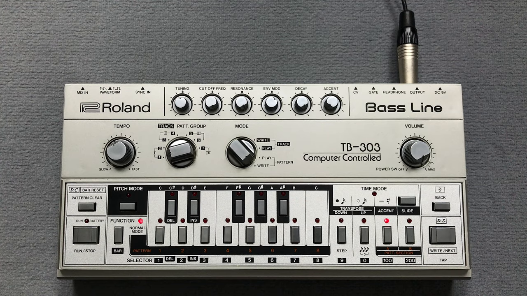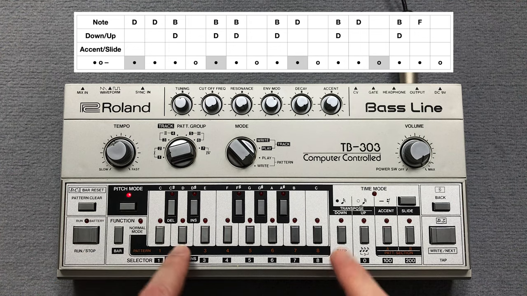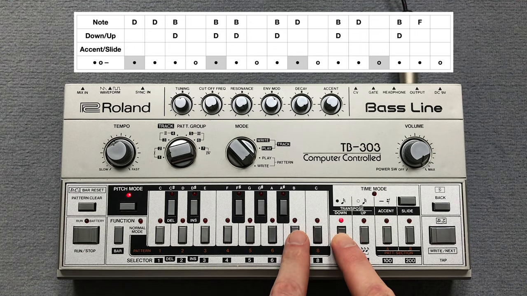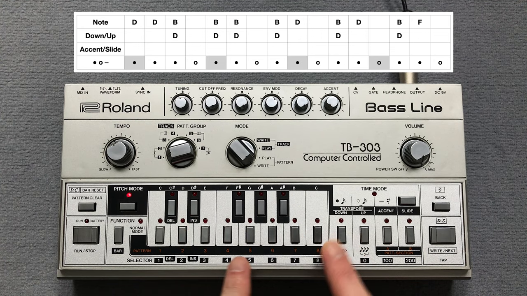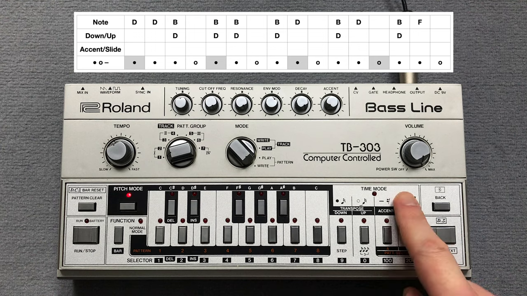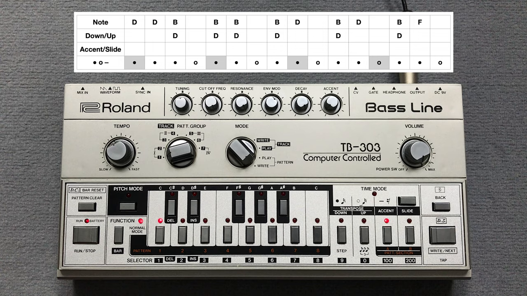I take a Roland TB-303, clear pattern 1 and enter the pitch of the notes in pitch mode. Then I enter the note steps in time mode. Let's listen to the pattern.